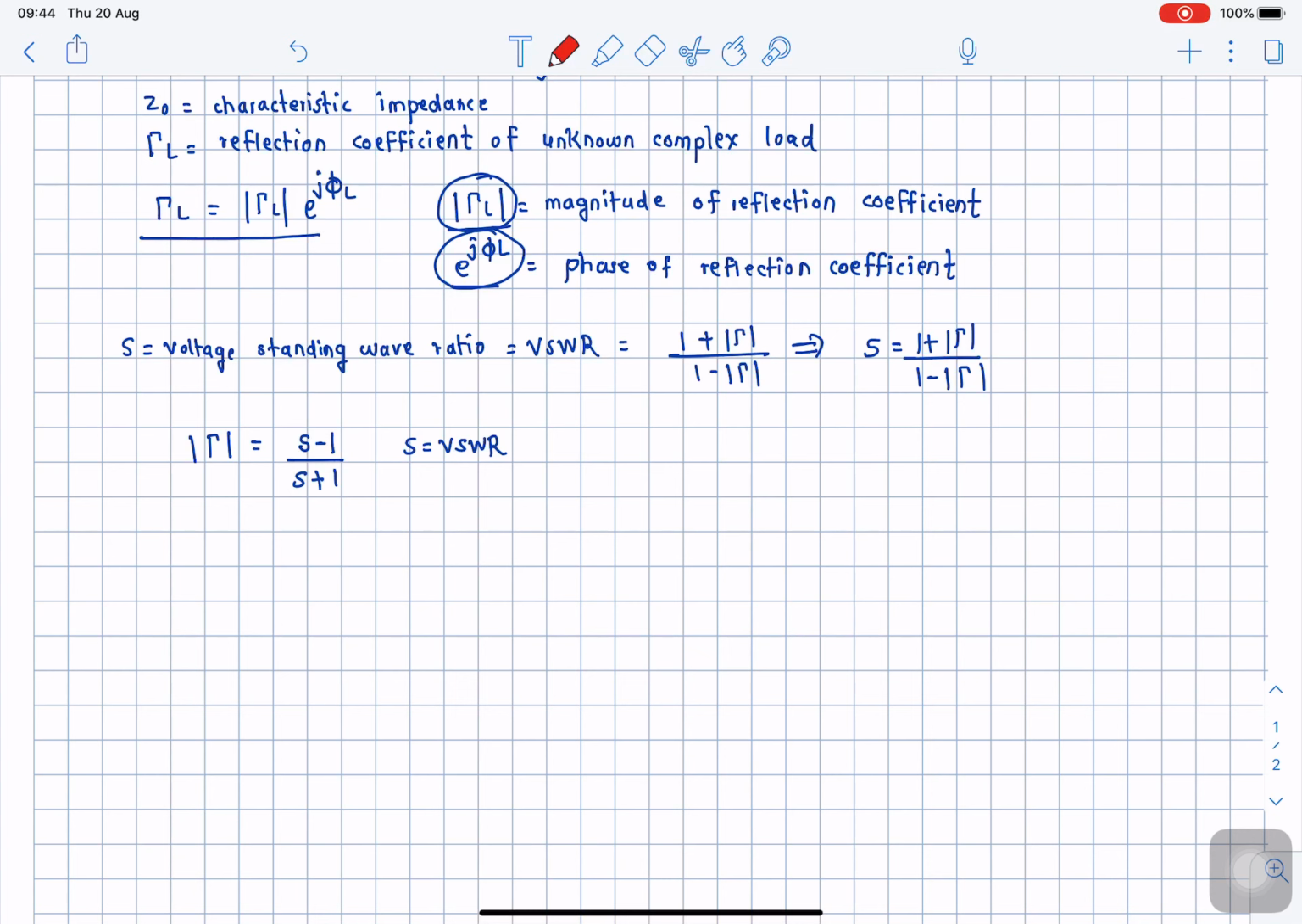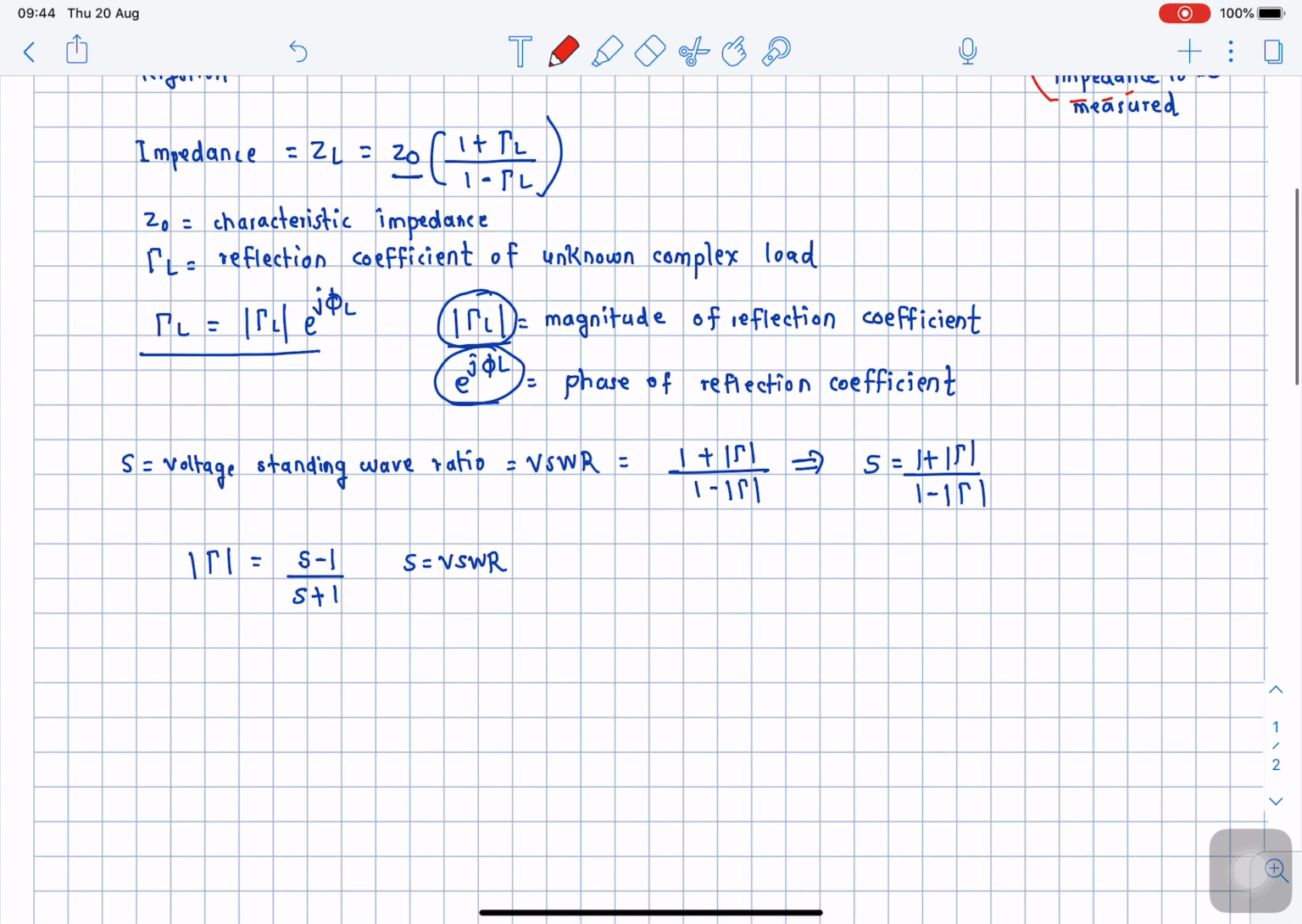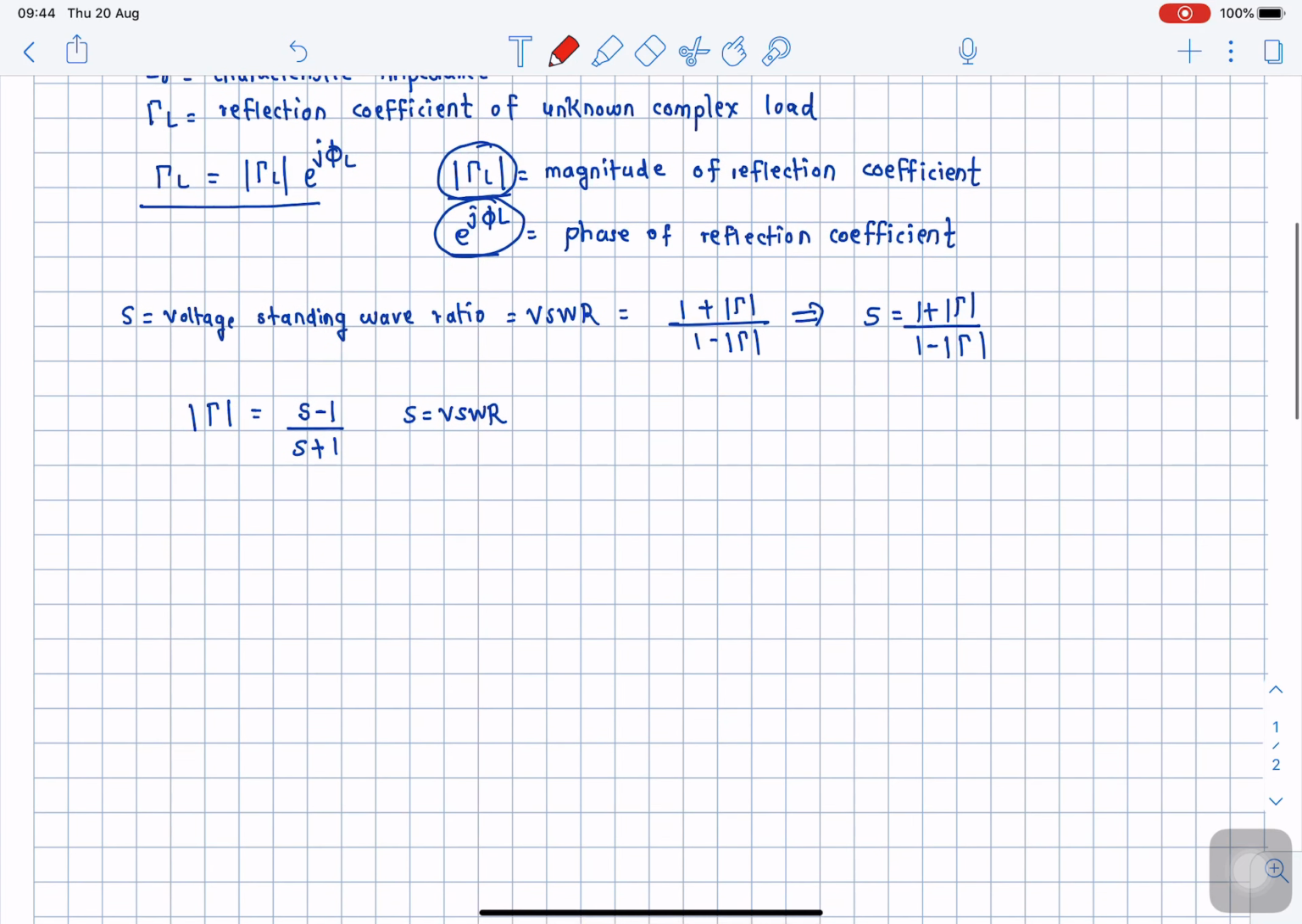We already know the procedure to measure the VSWR. Once we know the value of the VSWR that the load has developed, we can put this value over here and calculate the magnitude of the reflection coefficient. Okay, and the next thing is how to calculate the phase of the reflection coefficient.